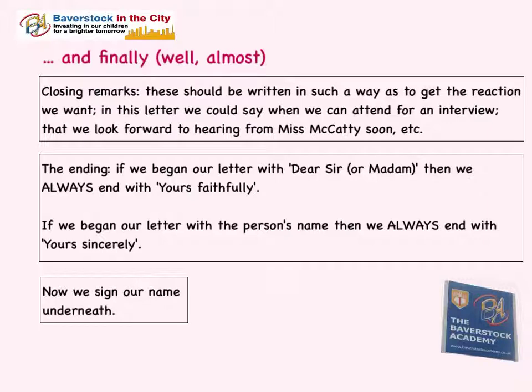For the ending of our letter, if we began our letter with dear sir or madam, then we always end with yours faithfully. If we began our letter with the person's name, then we always end with yours sincerely. And if you don't know that, you just simply need to learn it, and it is important. And now we sign our name underneath.